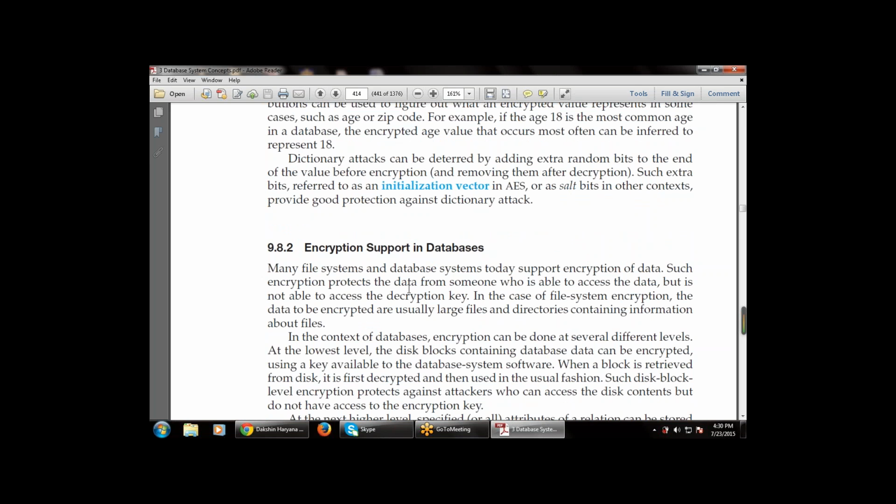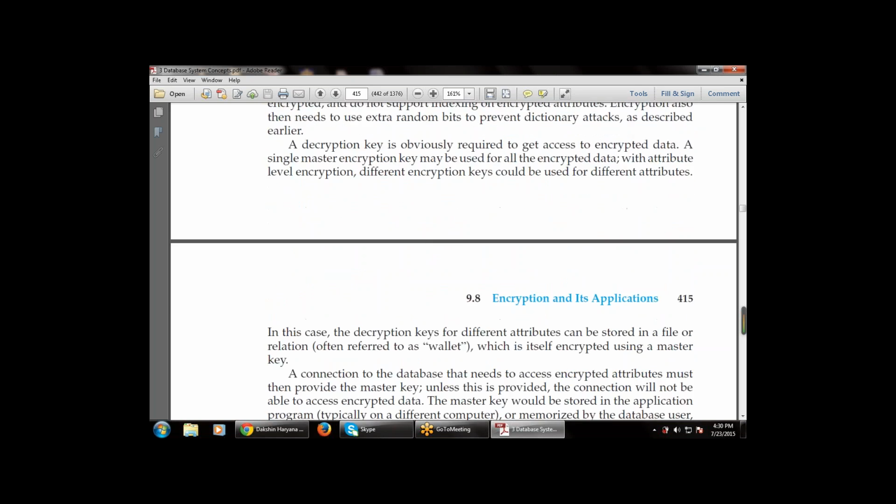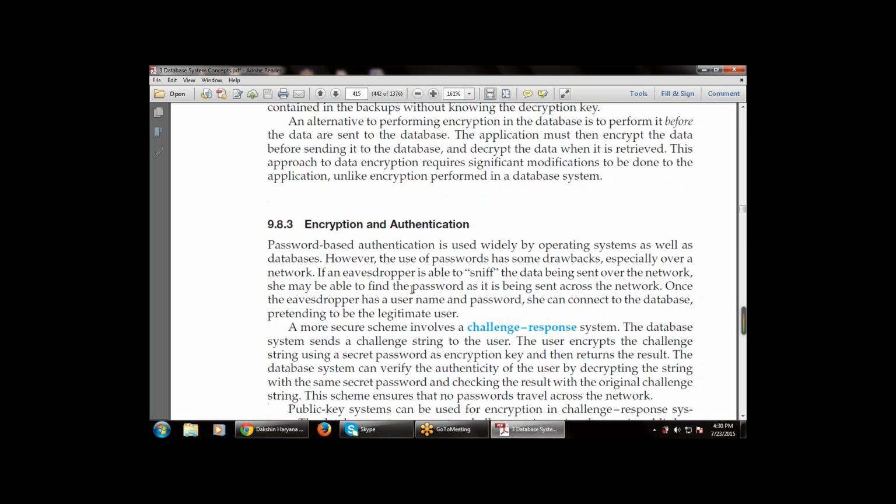Now, next is encryption support in databases. That is, what encryption support is available in databases? Then encryption and authentication. That is, what is the relationship between encryption, when we encrypt the data, and authentication, when we authenticate the user by providing the username and the password.